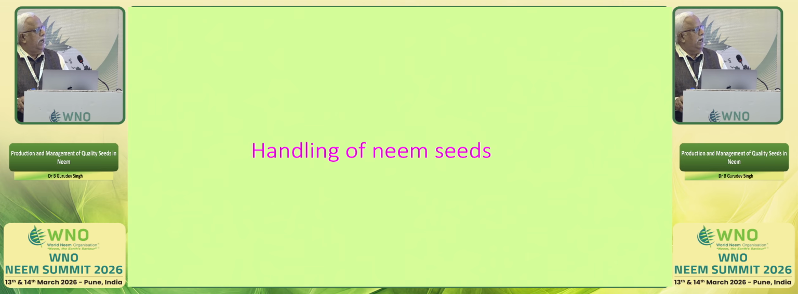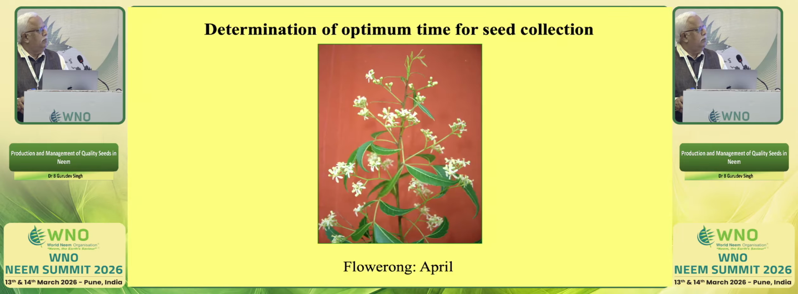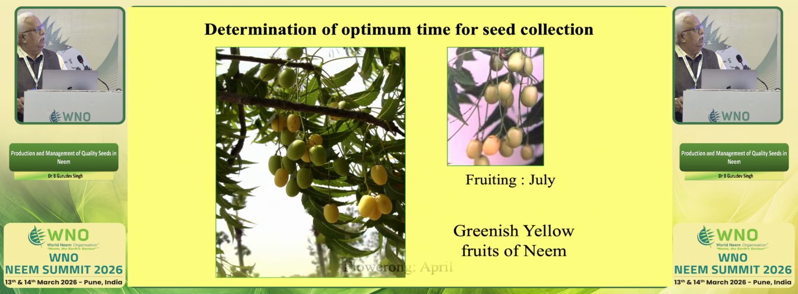The other one is the handling of the NEEM seeds, how to collect the seeds, how to process them. So I mentioned that it will flower in April, and fruits will be ready in July, August. And you will find the fruits invariably, they don't mature at the same time. So you will have a gradation of the fruits, green to yellow, okay? And collection becomes difficult that way, right?